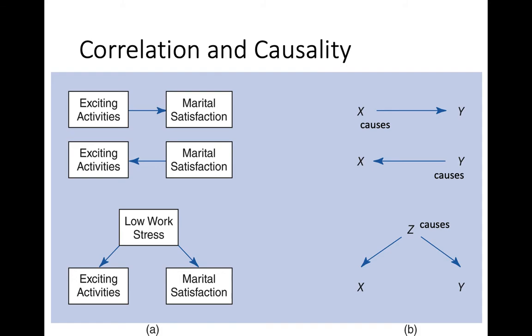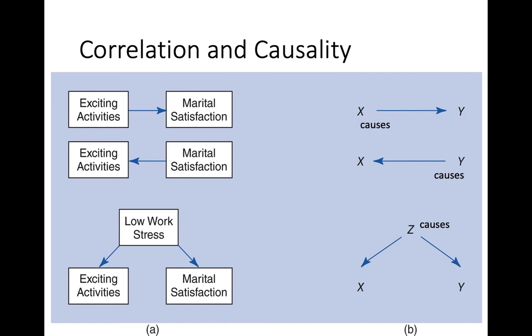Only the research design can determine a causal relationship. So when we do a survey, when you just throw out an online questionnaire and say, hey, fill out my questionnaire, we might have in our mind some theory that exciting activities cause marital satisfaction. But that particular research design is not sufficient for establishing causality.